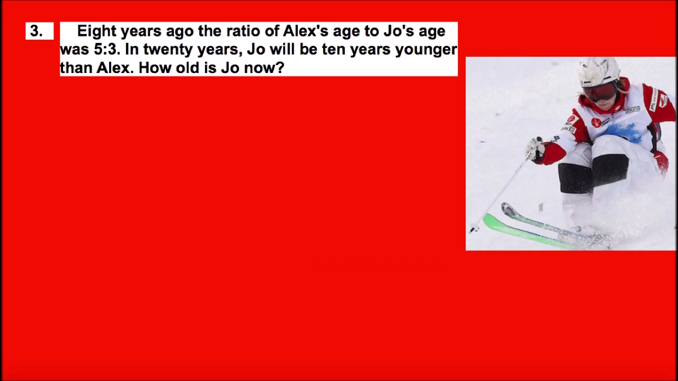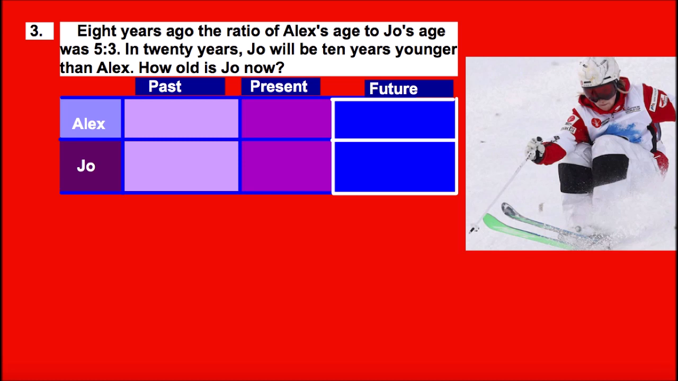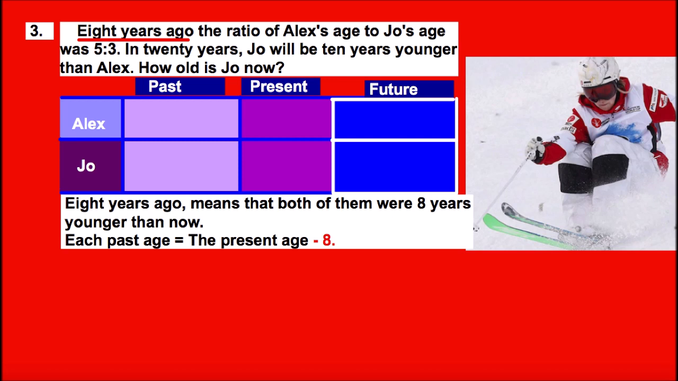8 years ago, the ratio of Alex's age to Joe's age was 5 to 3. In 20 years, Joe will be 10 years younger than Alex. How old is Joe now? Construct the past, present, and future table. 8 years ago means both of them were 8 years younger than now. Each past age equals the present age minus 8.